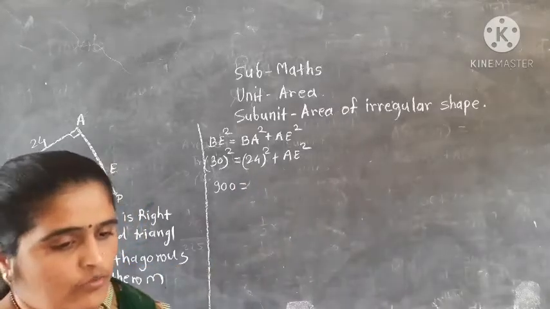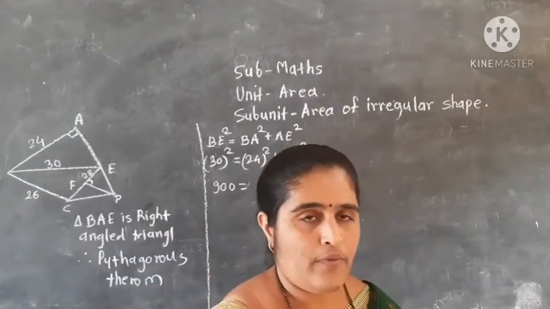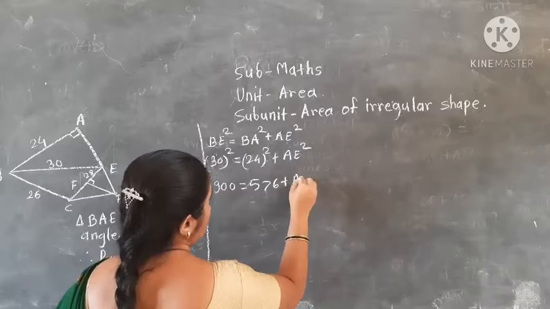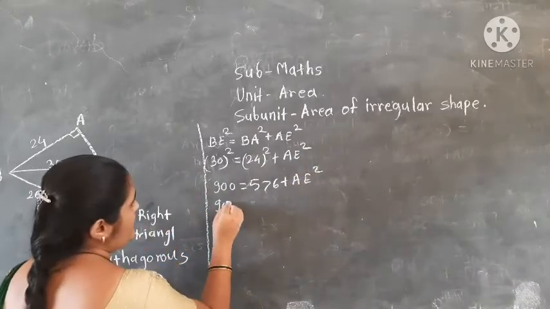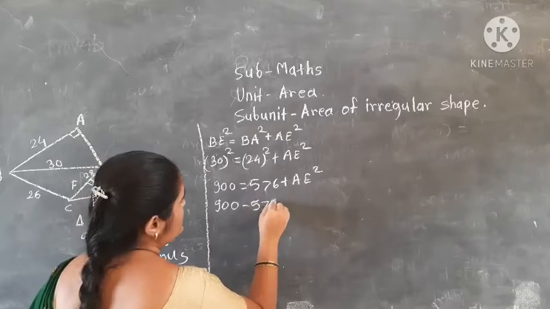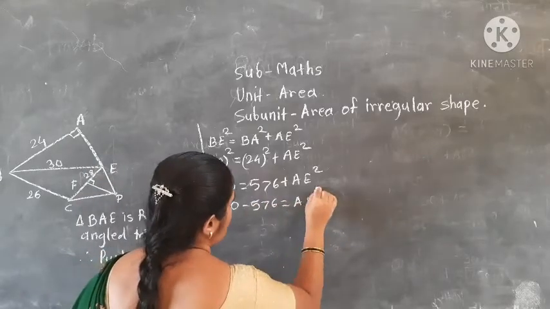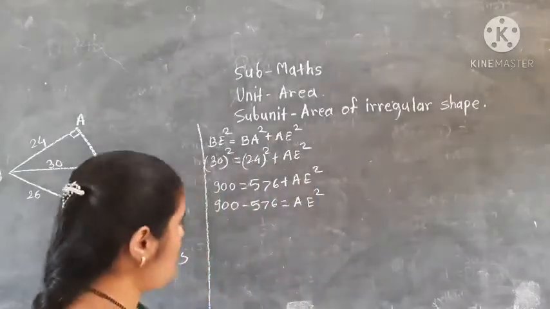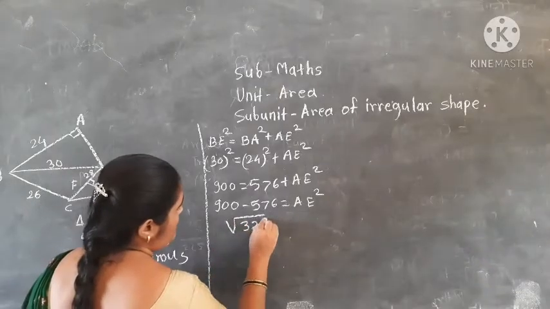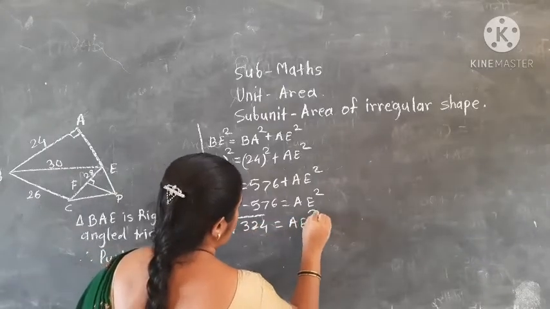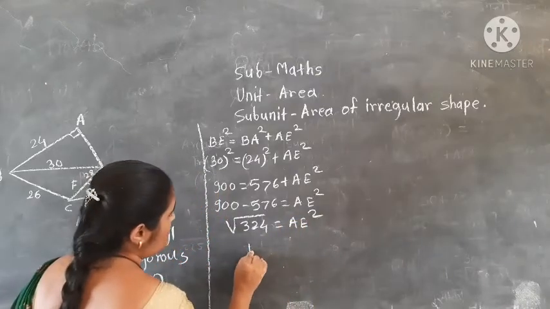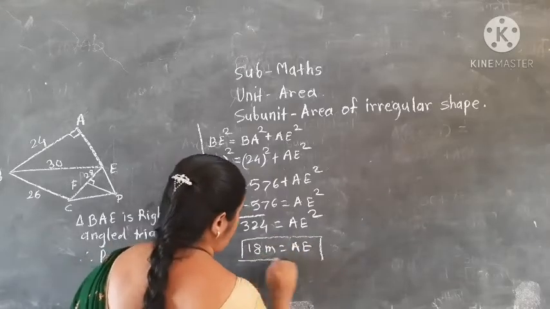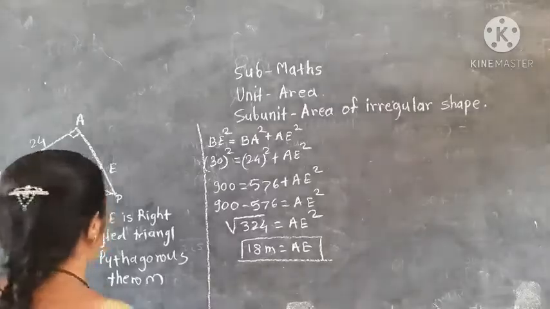30 square is 900. 24 square is 576 plus AE square. Then after that 900 minus 576 is equal to AE square. Subtract this. Our answer is 324. 324 is equal to AE square. Taking a square root, answer will be 18 meter. Okay, AE is 18 meter.